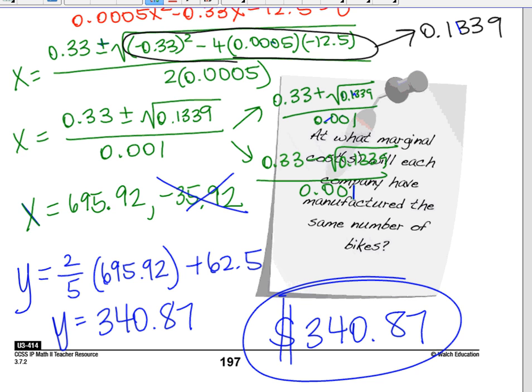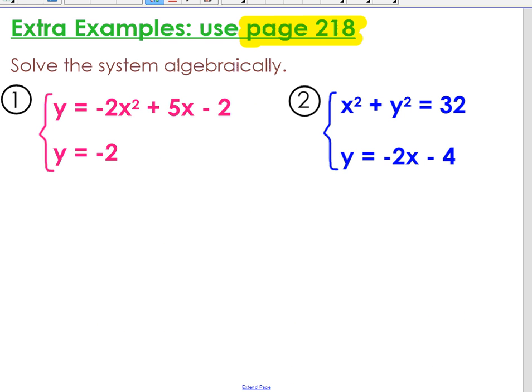Okay. All right, so we have 2 extra examples just to make sure we're good to go. You can do these on page 218. It should be blank. What I want you to do is to write them both down. I want you to hit pause, and then work through them and check your answers with the video when you're done.